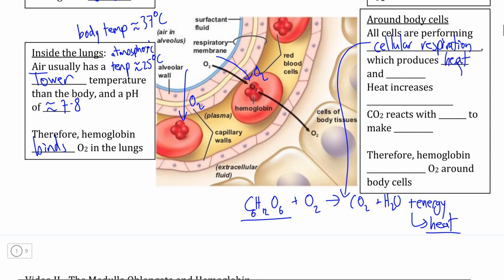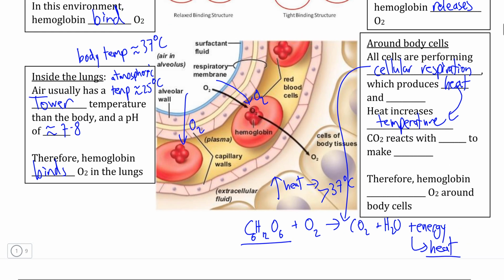And what this heat is obviously going to do is increase the temperature of the cells around it, meaning that the more cellular respiration these cells do, meaning the more oxygen they consume in order to generate energy for the cell, the more heat is going to be released by these cells, and this is going to cause the temperature to increase a little bit higher than 37 degrees Celsius, providing the ideal conditions for hemoglobin to let go of oxygen and release it into the cells that require it.